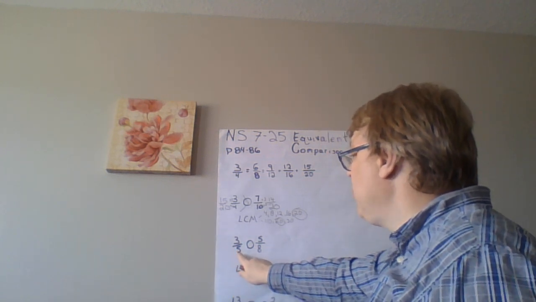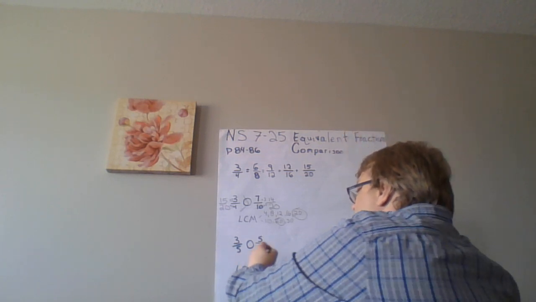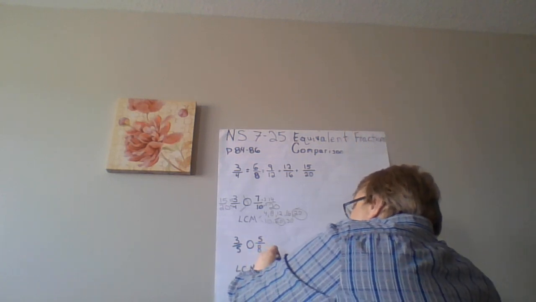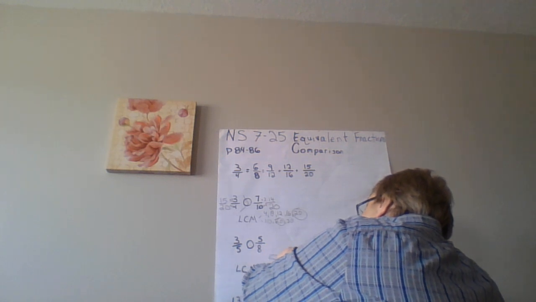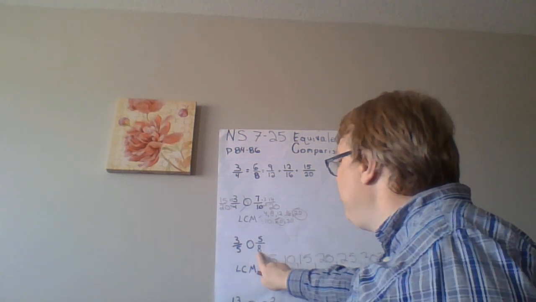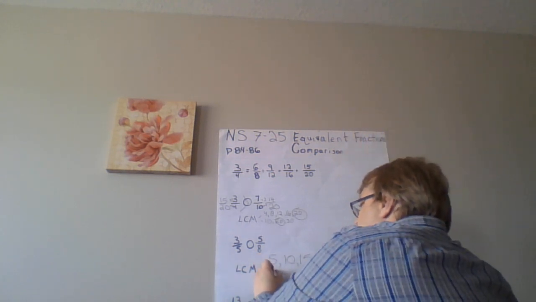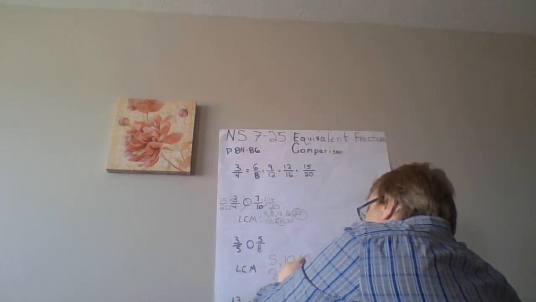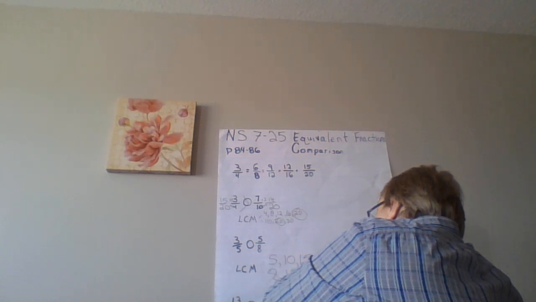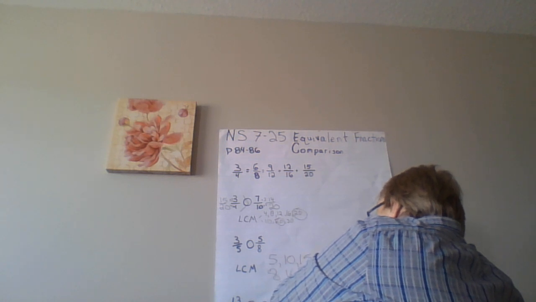Let's find the lowest common multiple of 5 and 8. So what are the multiples of 5? 5, 10, 15, 20, 25, 30, 35. Let's go all the way to 40. What are the multiples of 8? 8, 16, 24, 32, and 40.